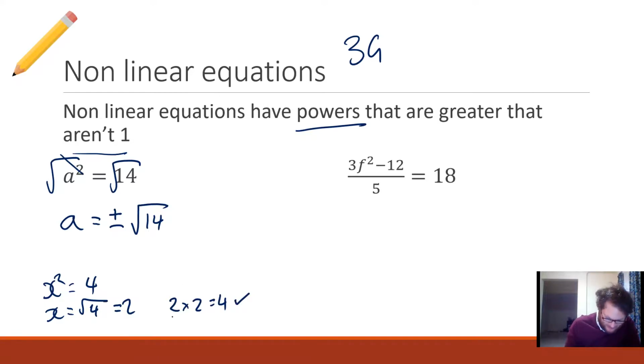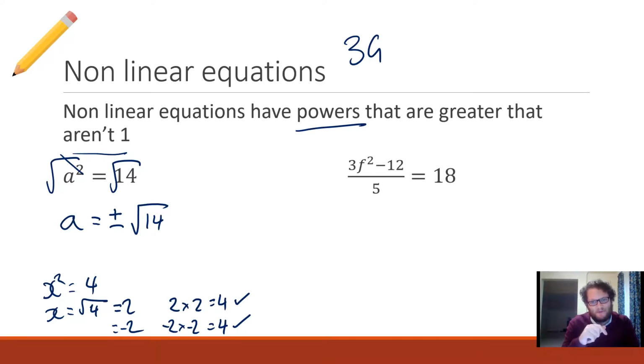But it could also equal -2. -2 times -2 equals 4. So in order to remember there could be both of those, I put a plus minus sign at the front. That's all you have to do to solve when you've got a square root problem here.